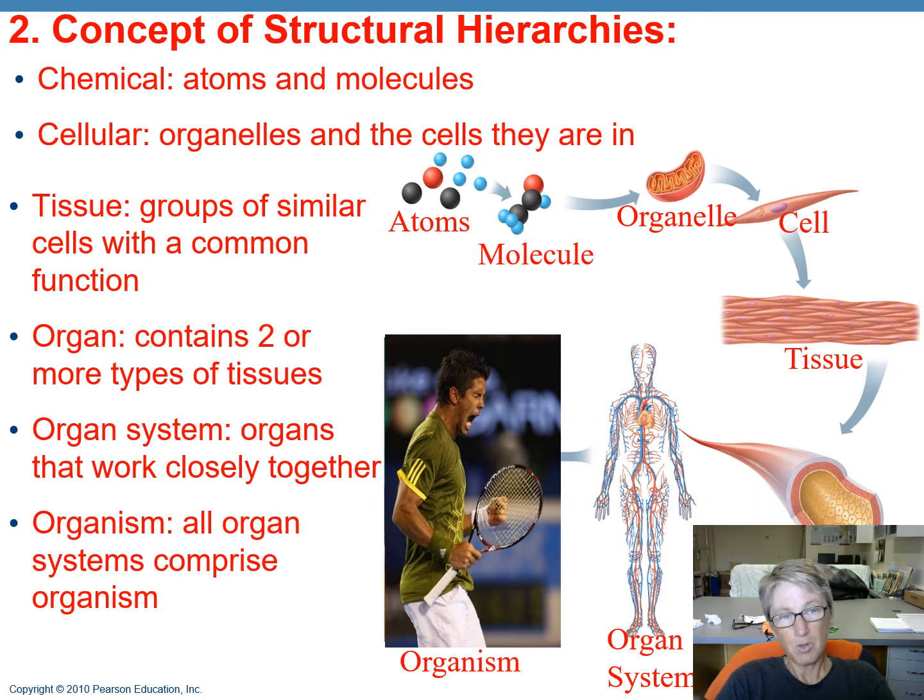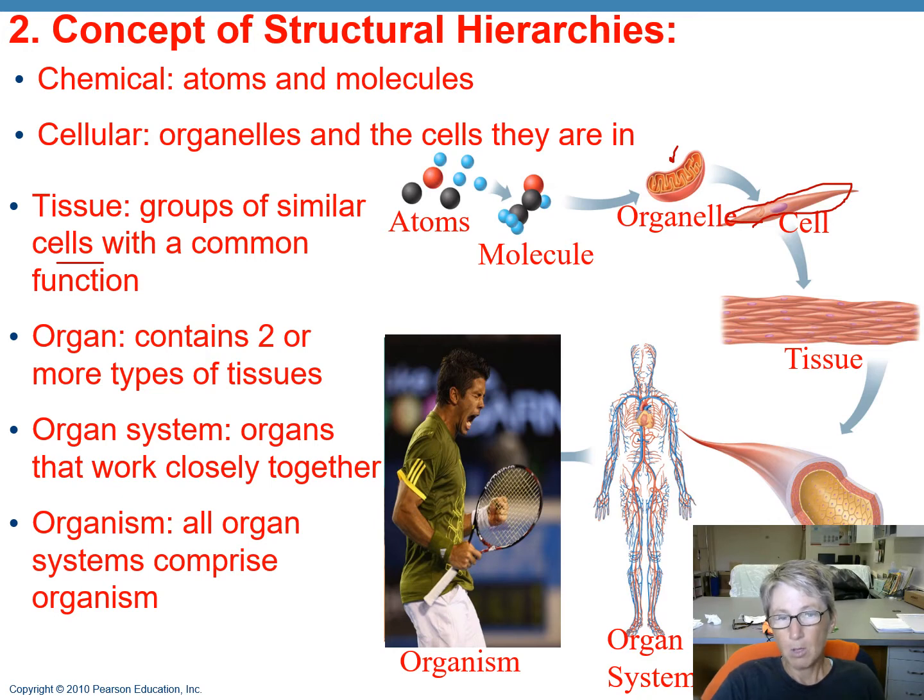Okay, still on, well, now number 2, sorry, on the concept of structural hierarchies. We talked about this. The lowest level in the hierarchy are atoms and molecules. And then the next level up, the atoms and molecules form organelles. And then the organelles are in cells. This is actually a cartoon of a smooth muscle cell. Cells combine to form tissues. So a tissue is a group of similar cells with a common function.